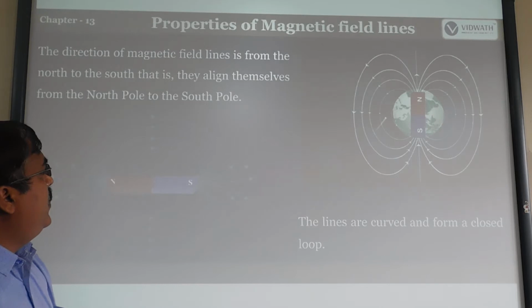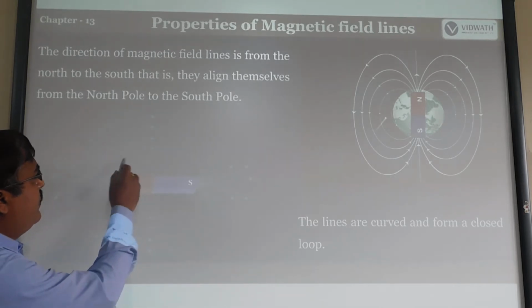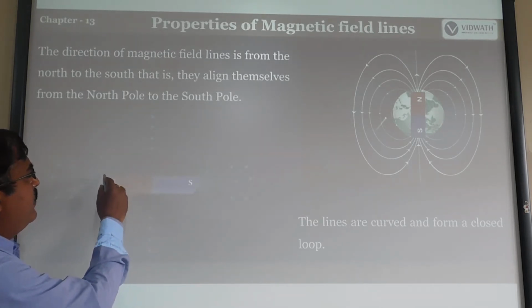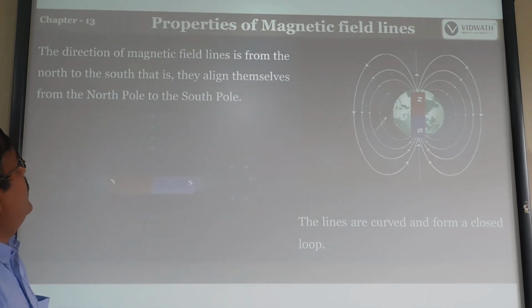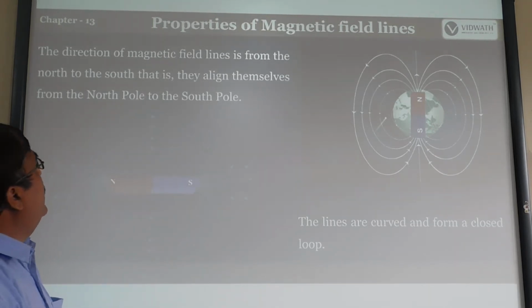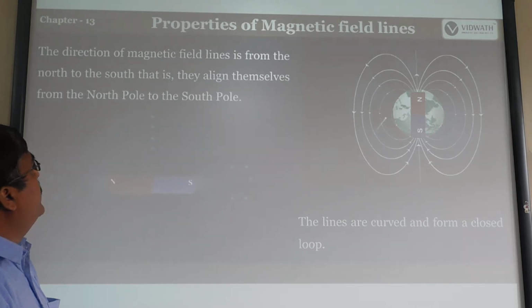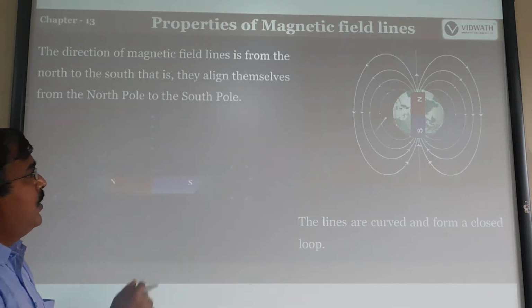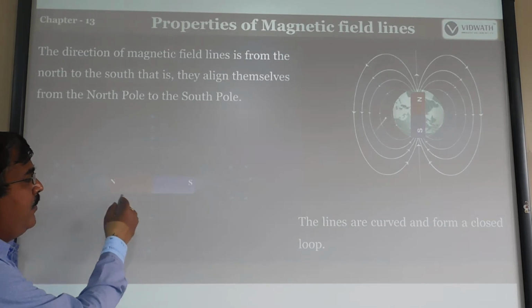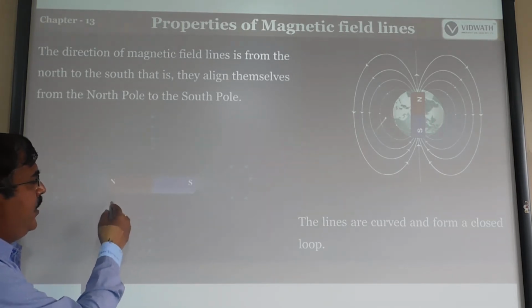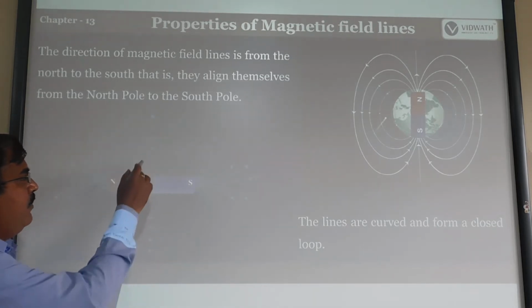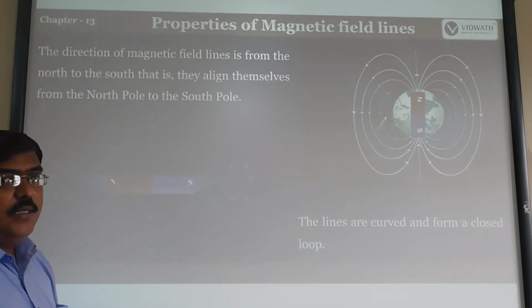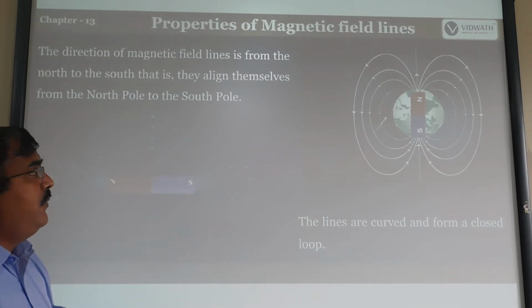So look at the drawing here. All magnetic field lines are produced from the north to the south, so the direction of the magnetic field lies from the north pole to the south pole. Look at the drawing here: all the magnetic lines produced from the north to the south pole are curved and form a closed loop. It should look like a loop. That is one of the characteristics of the magnetic field lines.